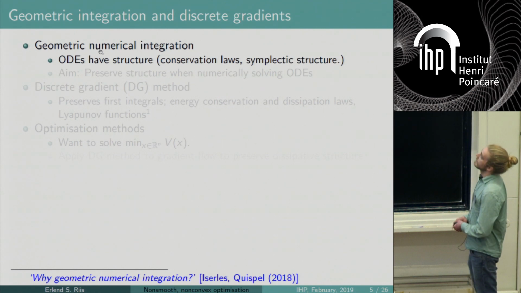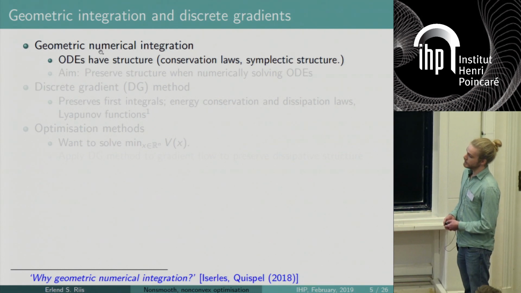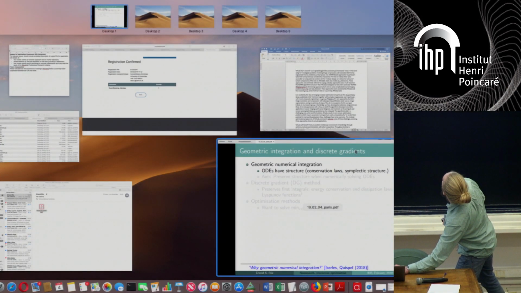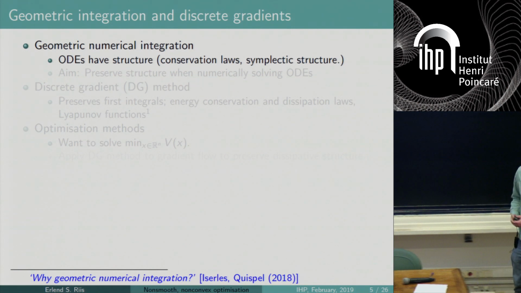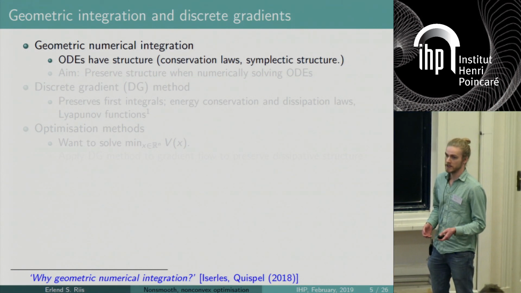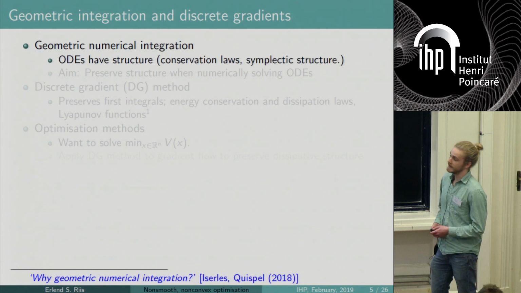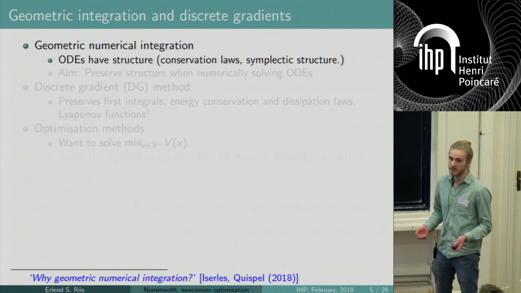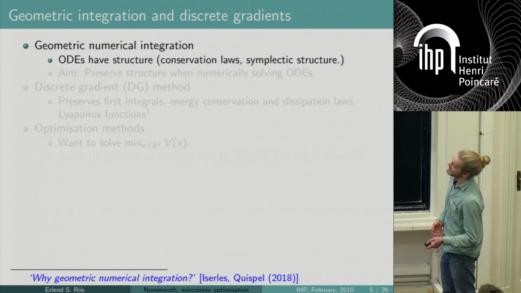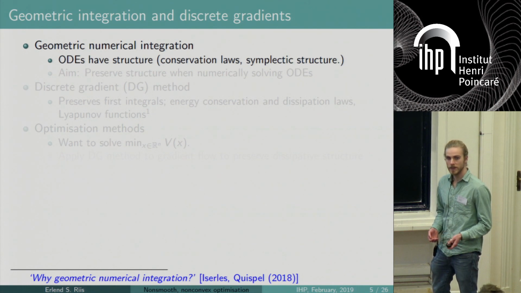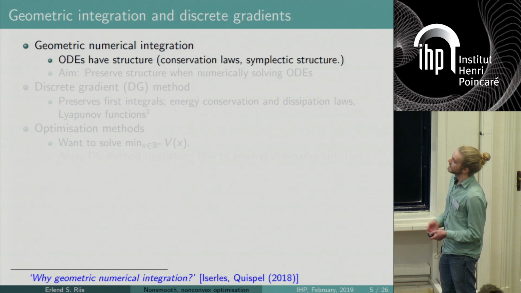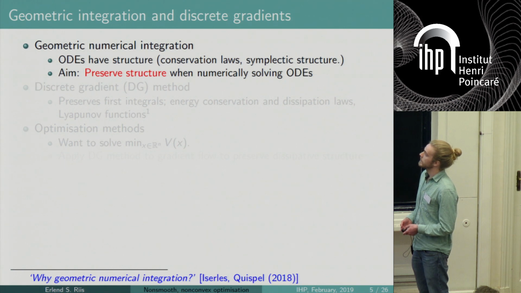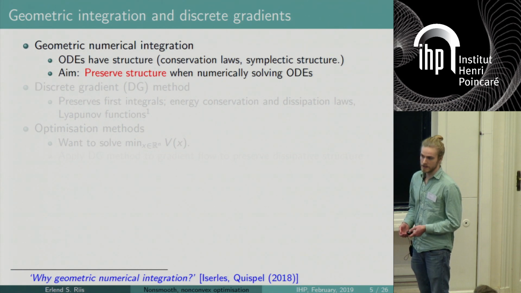Right. And then we have geometric numerical integration. So this is based on the idea that a lot of ODEs have certain structures, some geometric features. And that if you preserve these features, then you'll have a numerical scheme that's more stable or preserves some desirable properties. So examples of such structures would be a conservation law or an energy dissipation law, symplectic structure, to mention some. And an aim in geometric numerical integration is to develop discretization methods to preserve such features.